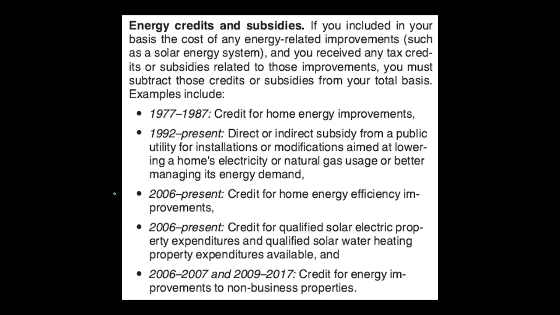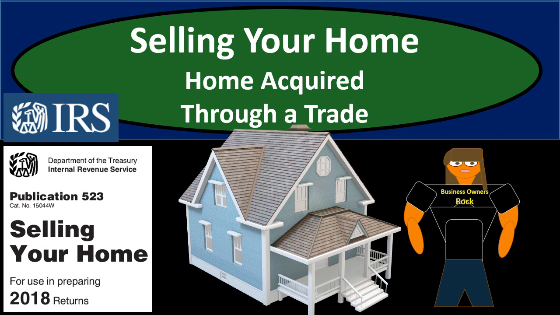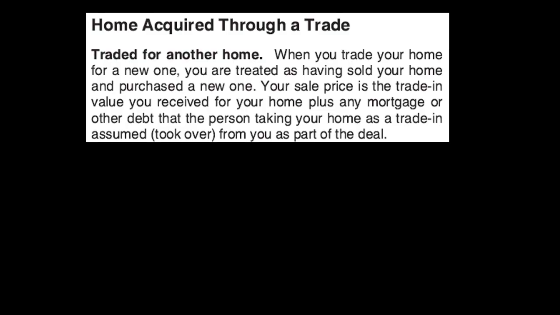In 2006 to the present, we have a credit for home energy efficiency improvements. From 2006 to the present, we have a credit for qualified solar electric property expenditures and qualified solar water heating property expenditures available. And in 2006 through 2007 and 2009 through 2017, we had a credit for energy improvements on non-business property. In this presentation, we will discuss home acquired through a trade with relation to the tax consequences for selling your home. This information can be found in Publication 523.